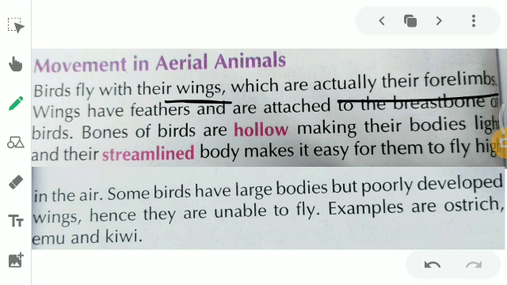జనరల్గా యానిమల్స్కి 2 pairs లిమ్స్ ఉంటాయి అన్నమాట. 1 pair ఈజ్ ఫోర్ లిమ్, 1 pair ఈజ్ హైండ్ లిమ్. ముందు ఉన్నటువంటి లిమ్స్ని ఫోర్ లిమ్స్ అంటాం, వెనక ఉన్నటువంటి లిమ్స్ని హైండ్ లిమ్స్ అంటాం. These forelimbs and hind limbs are modified as hands and legs in human beings. మనకి చేతులు కాళ్ళు ఉన్నాయి కదా, అవి మోడిఫైడ్ అయినటువంటి ఫోర్ లిమ్స్ ఏమో హ్యాండ్స్, హైండ్ లిమ్స్ ఏమో లెగ్స్ అన్నమాట.